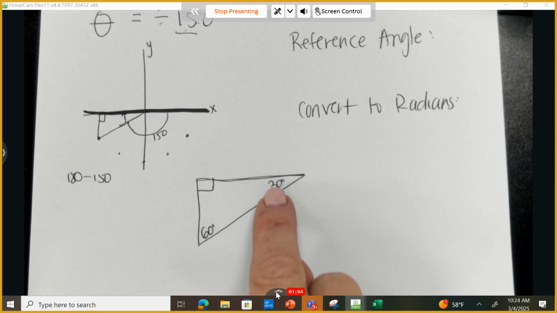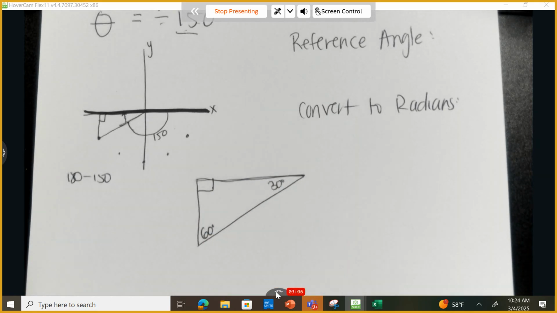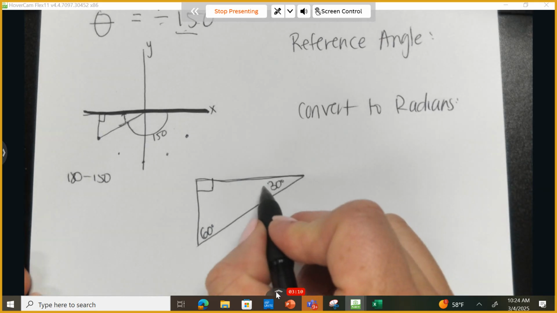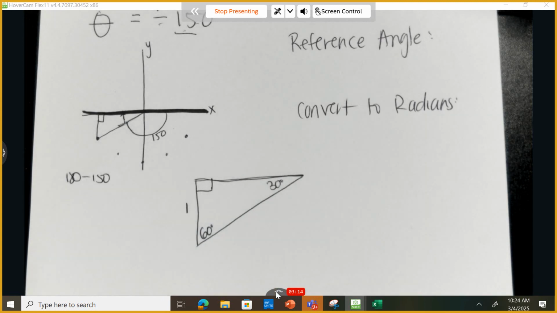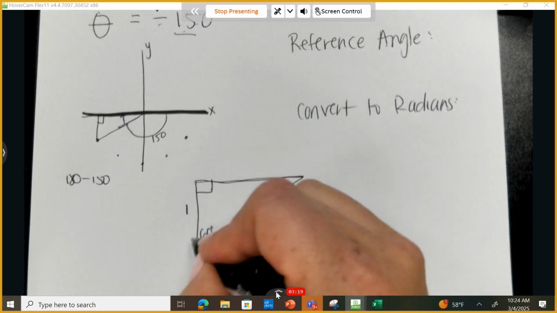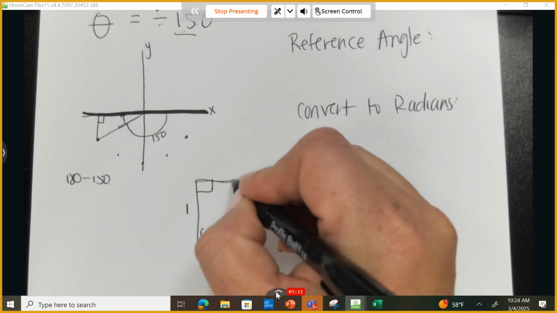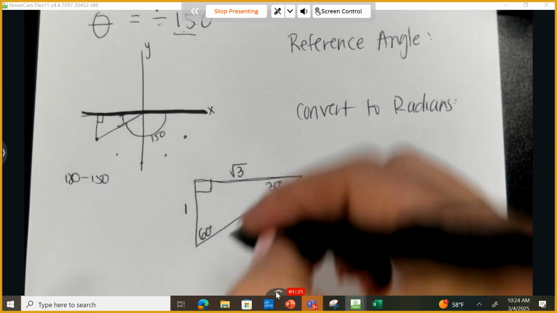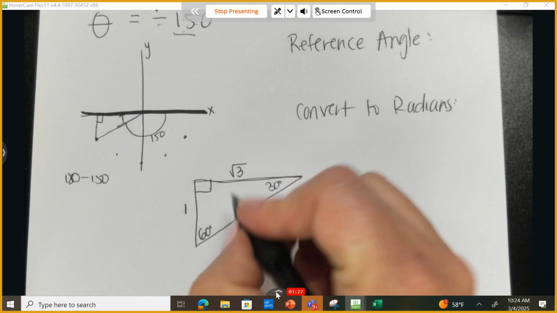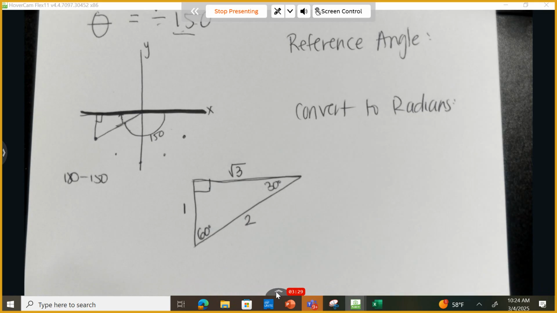Who knows right now what is always opposite of 30 degrees? I'm just seeing what you remember. Wow. You got like 4 or 5. Nice. Opposite of 30 degrees is always 1. But that's going to be on the board. You just have to know how to look in the board and to make sense of it. Okay, opposite of 60 degrees is always going to be the square root of 3. And this diagonal line, which is opposite of 90, is always going to be 2.